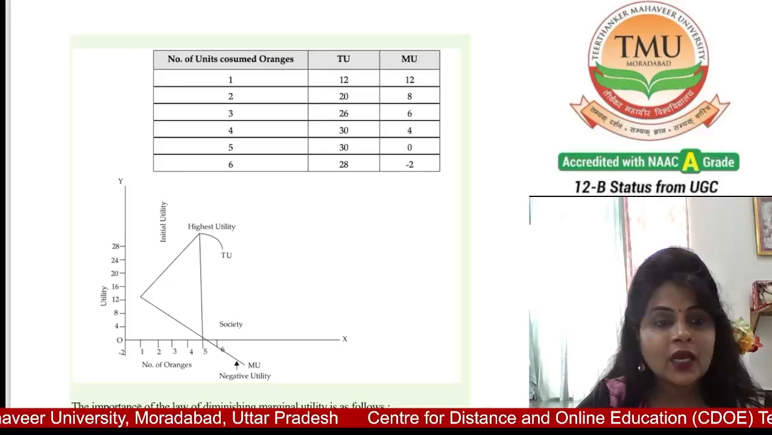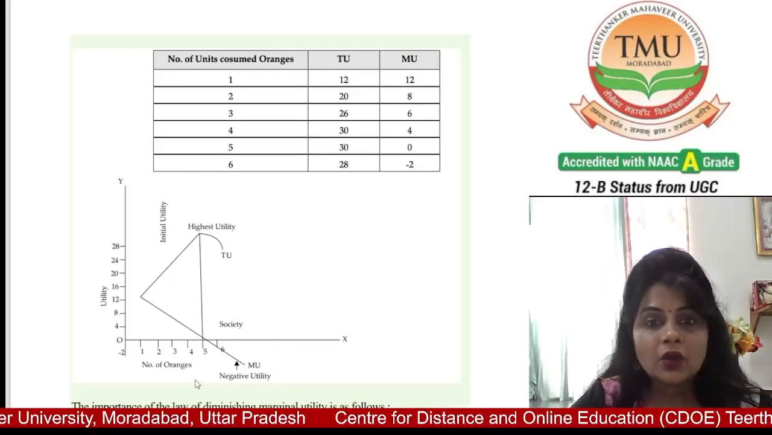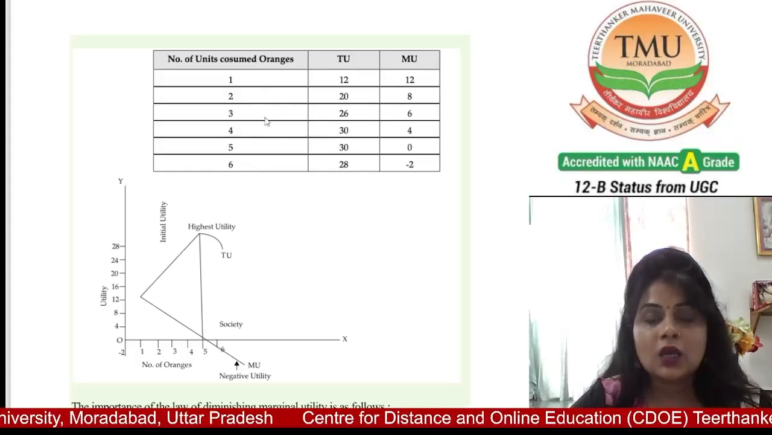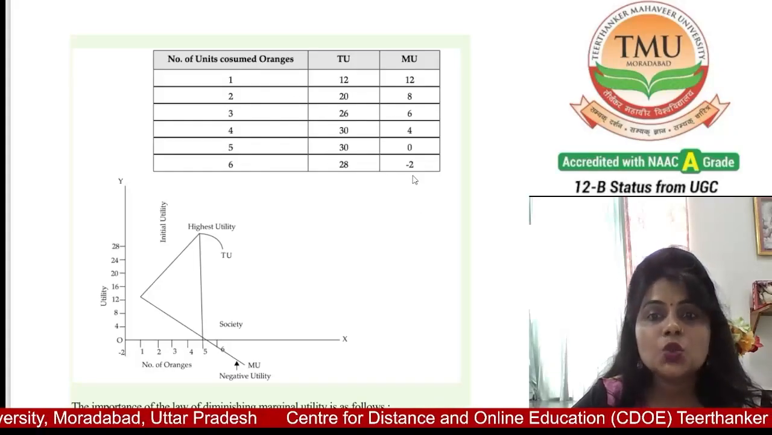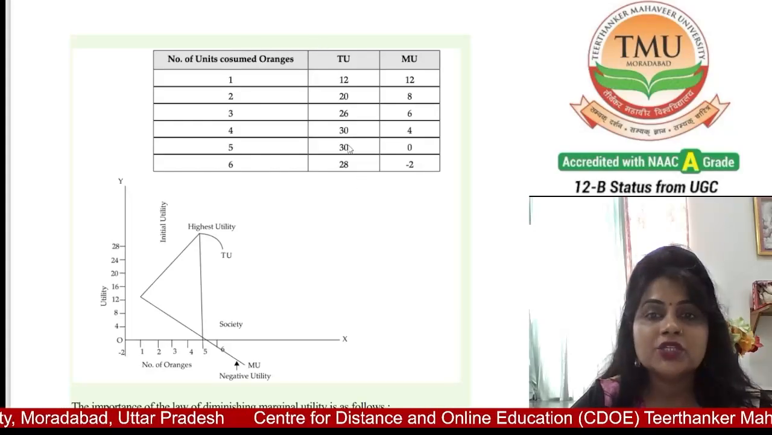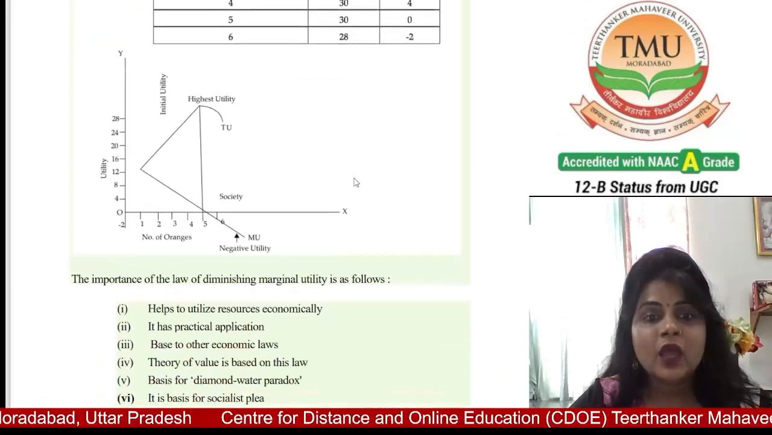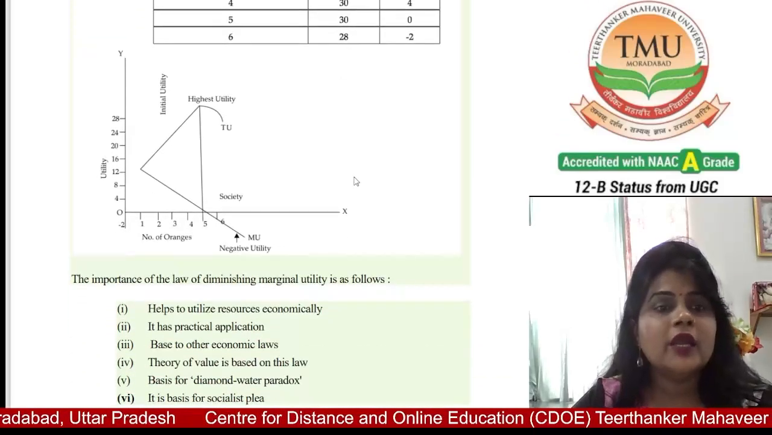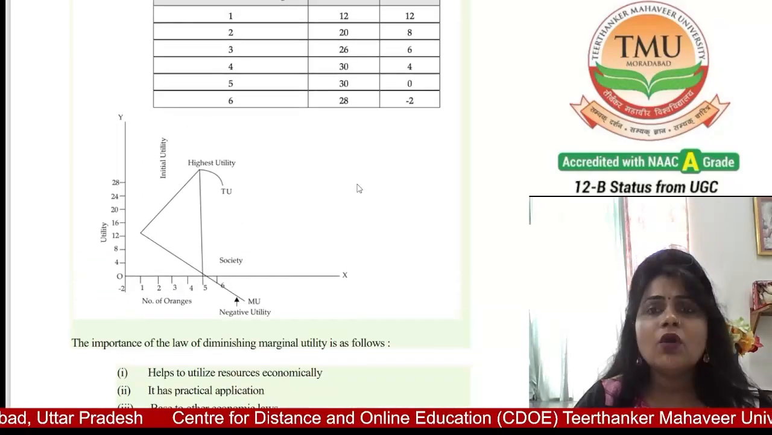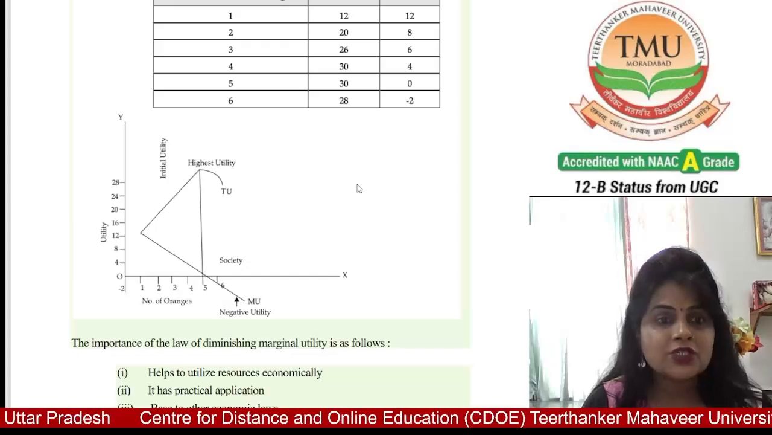Here is a diagram represented based on the schedule. You can see that on the sixth unit consumed, the orange, the consumer gets -2 marginal utility, and the total utility also diminishes, and it becomes 28 from 30. I think you have totally understood the diagram. I have also described what is positive marginal utility.